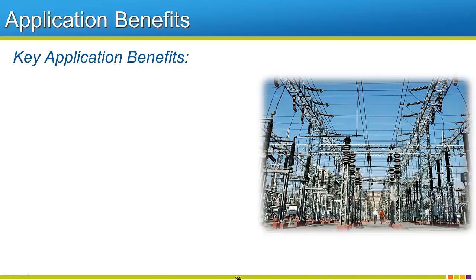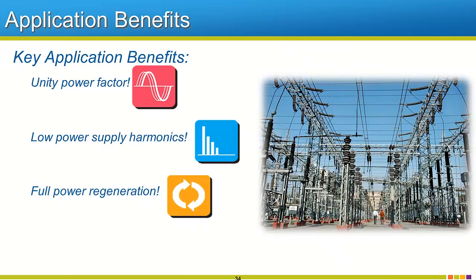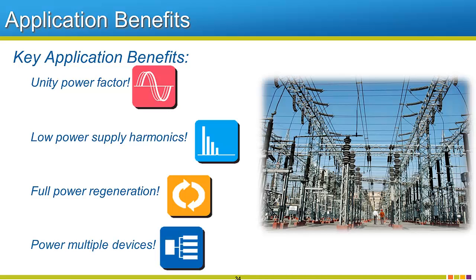To review, there are some huge key characteristics of the D1000 that will prove to be beneficial for a wide variety of applications. These benefits include a unity power factor, low power supply harmonics which result in lower losses due to heat caused by current harmonic distortion, power regeneration capabilities, eliminating the need for wasteful dynamic braking systems, and the ability to source power from one D1000 to multiple drives or amplifiers, resulting in minimal wiring and a small footprint.